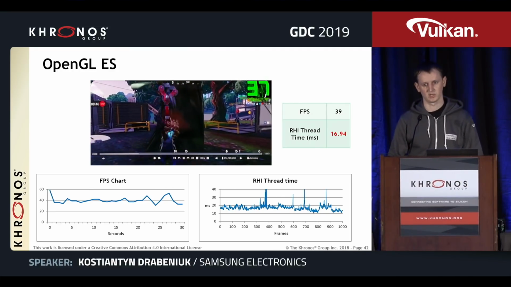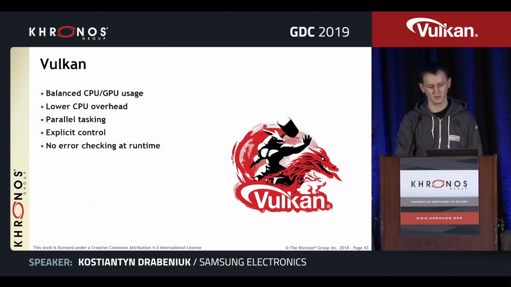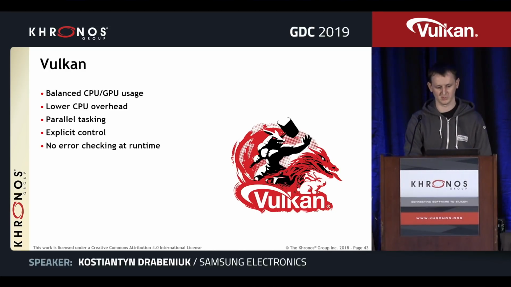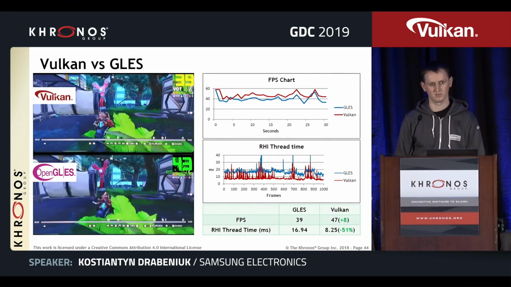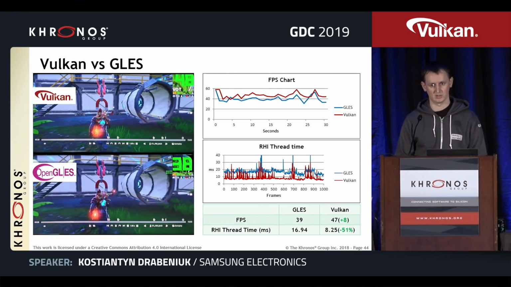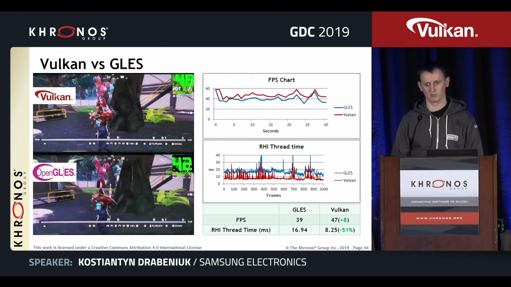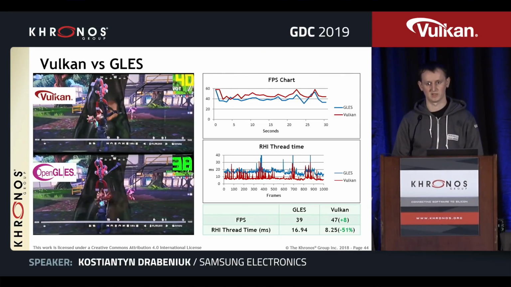One way to reduce CPU load is to port Fortnite to Vulkan, because Vulkan provides more balanced CPU-GPU usage, lower CPU overhead, explicit control over memory and synchronization, and other advantages that can improve your performance. As you can see, with Vulkan, we got much better performance due to reduced CPU load. But just porting your game to Vulkan, you will not get good performance. You also need to optimize your games, and that's what we did.